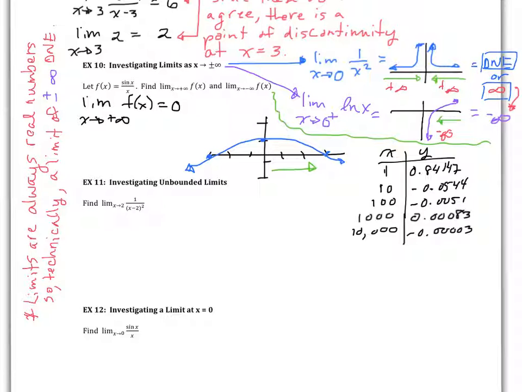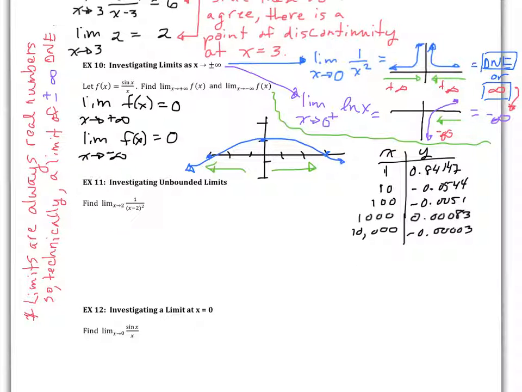What do you think is going to happen when we go to the left? It's going to be the same thing, because it's going to have that same waffling behavior because it's symmetrical. And so we get the limit as x approaches negative infinity of the function, we also get 0.